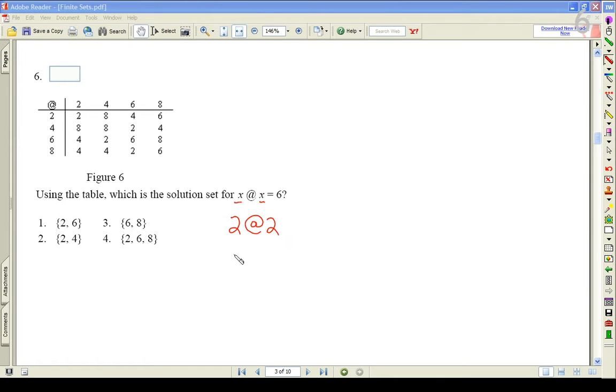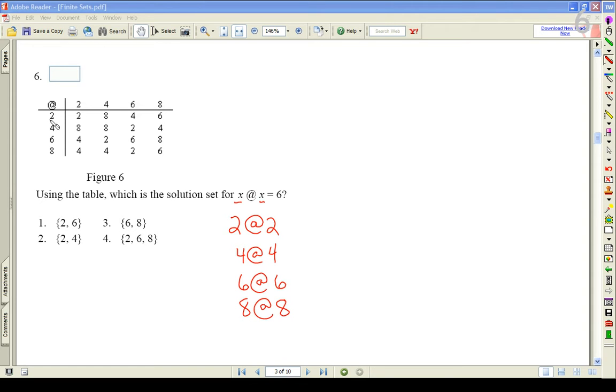Like, it'd have to be 2 at 2, or 4 at 4, or 6 at 6, or 8 at 8. One of those sets will produce 6. Whichever one does, that's our right answer. In this case, it might be more than one solution. In fact, it has to be. If you take a look at all of our choices, 2 could work, or 6, 6 or 8, 2 or 4, or 2, 6, and 8 all could work.